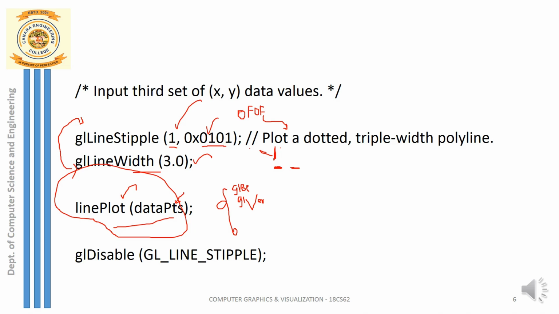And remember, whenever you use this style to draw the line, I have to enable it. What is the function to enable? First, glEnable(GL_LINE_STIPPLE). And if you want to stop that line style, you have to disable it by calling the function glDisable(GL_LINE_STIPPLE). So if you want to add the style, first you call glEnable, and if you don't want to use this line style, you have to disable it.